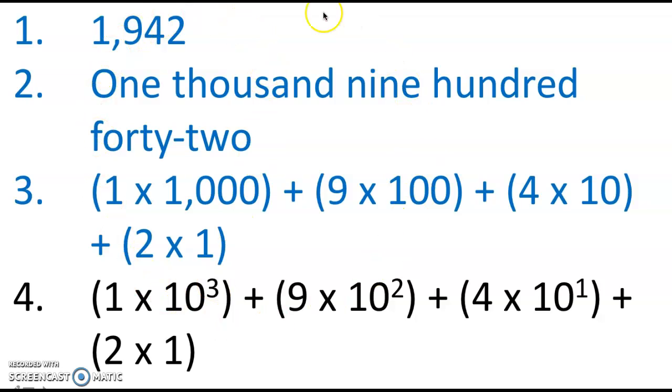So in reviewing, we see that we've represented our number in 4 ways. We have our standard form, which is just numbers. We've got our written form, which is words. We've got our expanded form, which separates our place values from our digits. And we've also got our expanded form using exponents.